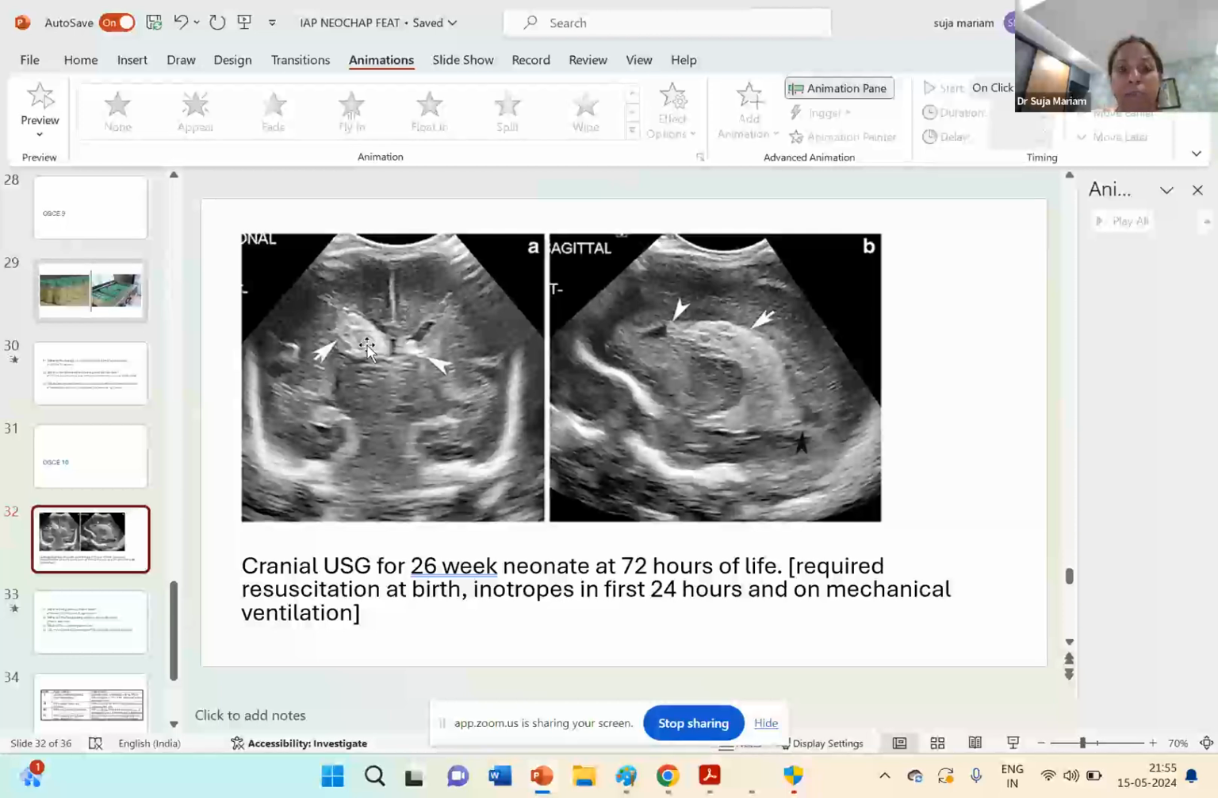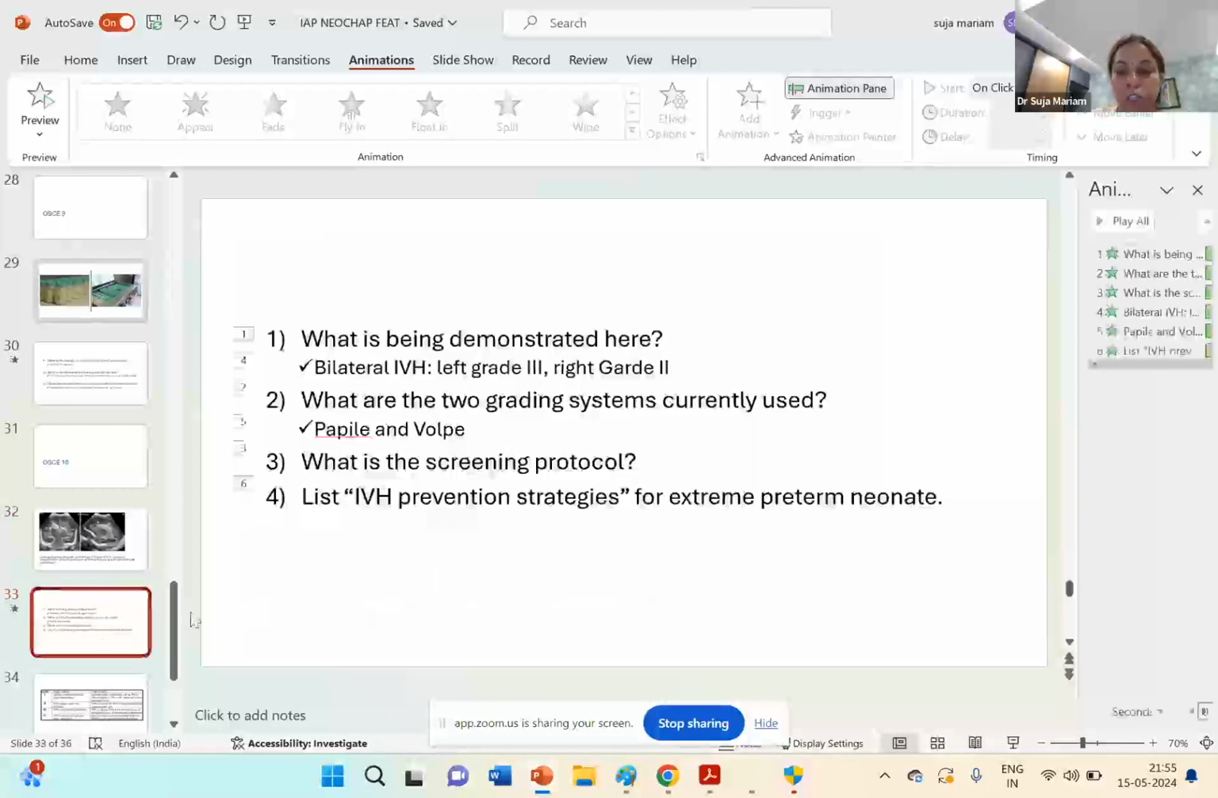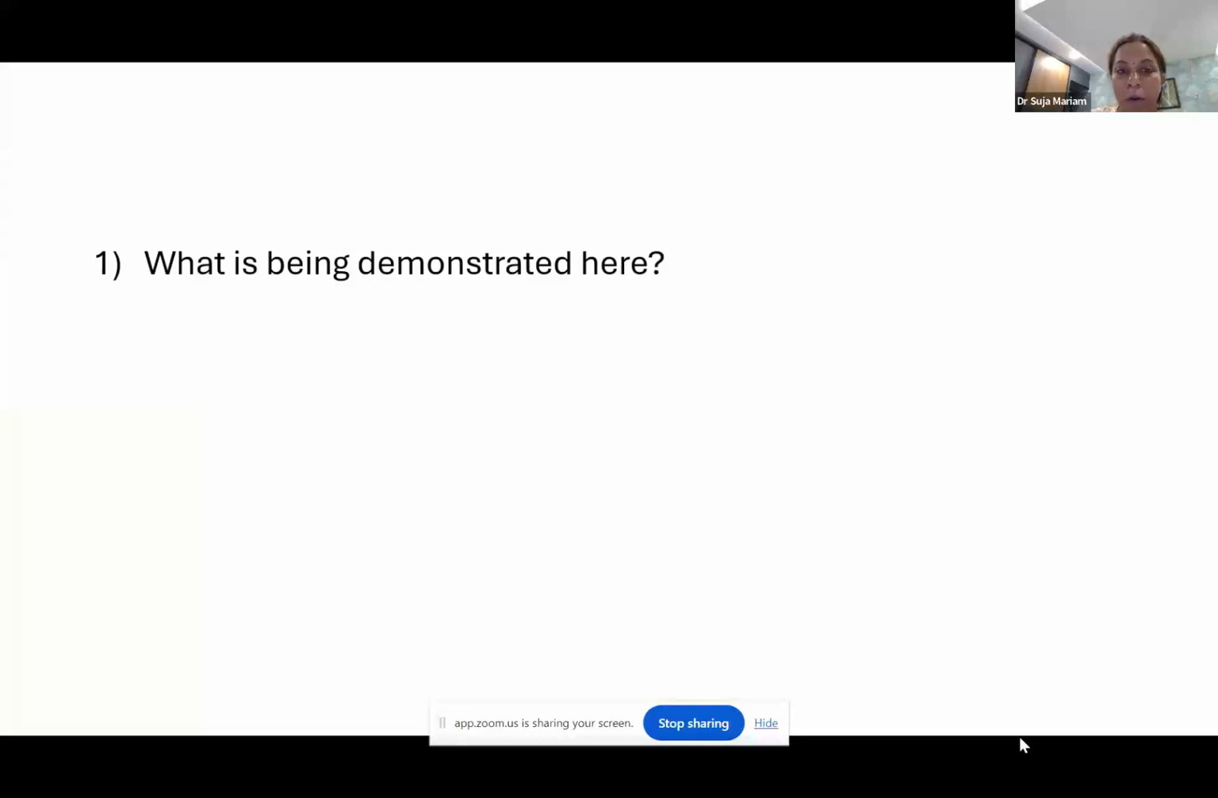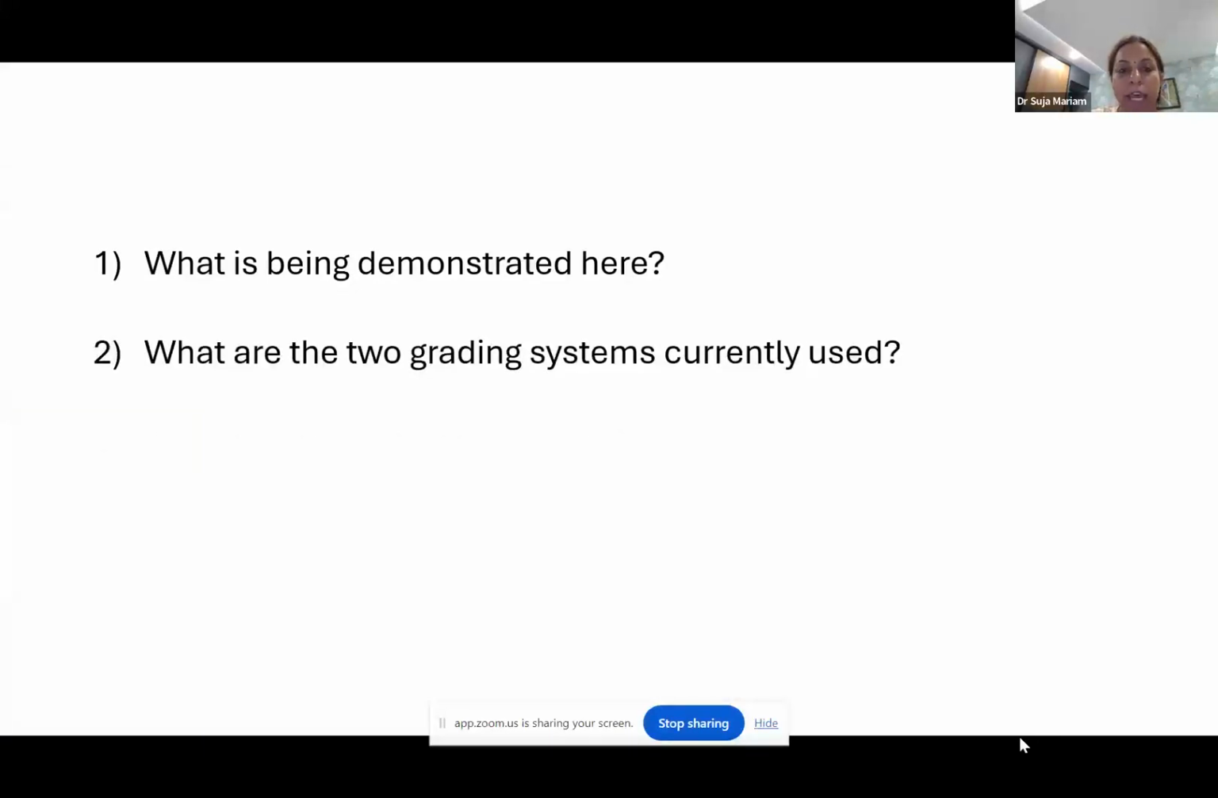Now let's go into the classification system also. Okay. So this is a question for this imaging. What is being demonstrated here, as we discussed? What are the two grading systems currently used? And what is the screening protocol? So just mention the two scoring systems, or the grading systems, which are used for IVH that you are aware of.